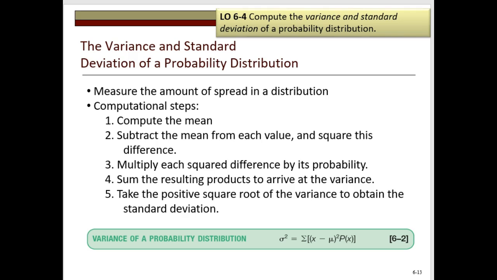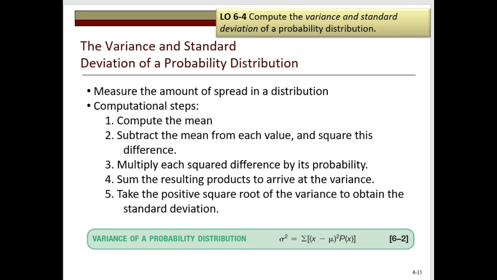Variance and standard deviation measure the amount of spread in a distribution. In computing the variance of a discrete distribution, the mean must be computed first. The mean is then subtracted from each value of x, the random number, and the difference is squared.